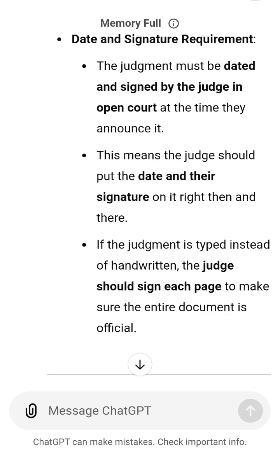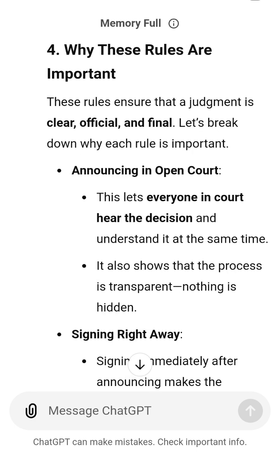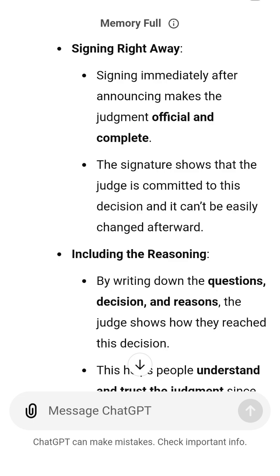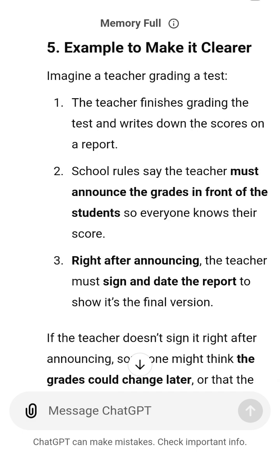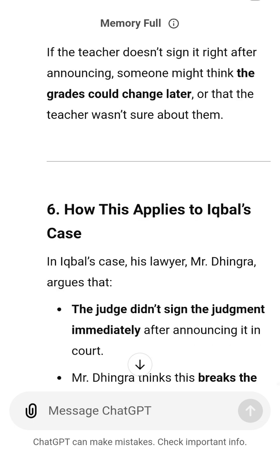6. How this applies to Iqbal's case. In Iqbal's case, his lawyer, Mr. Dhingra, argues that the judge didn't sign the judgment immediately after announcing it in court. Mr. Dhingra thinks this breaks the rules in sections 366 and 367 and could create problems in the case. According to the lawyer, the judge's signature at the time of announcing is essential because it shows the judgment is final and complete.